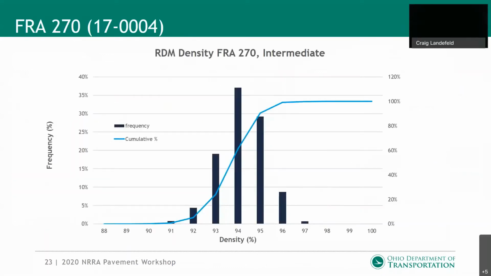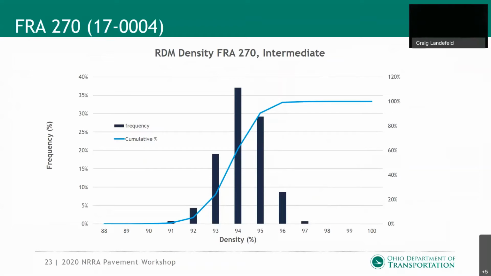From that curve, we collected the data on the project and translated it to density using that calibration curve. You can see a histogram here of how the density data turned out from the RDM unit. Relatively normal distribution, like we would expect. We had about 95% of the data over 92% density, 75% or so over 93% density.